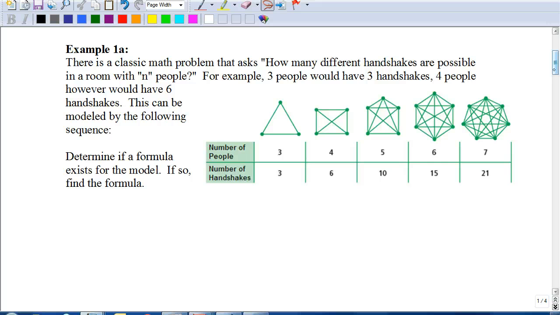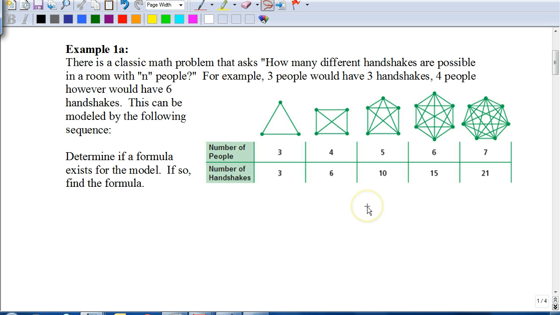It says there's a classic math problem that asks how many different handshakes are possible in a room with n people. For example, 3 people would have 3 handshakes. 4 people, however, would not have 4 handshakes. They actually have 6 handshakes, and that's what they're illustrating here with these dots. These 4 people would shake hands, and then these people diagonally from each other would also shake hands. So there'd be a total of 6 different handshakes.